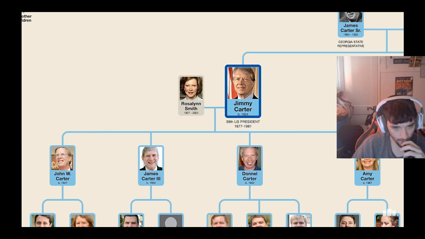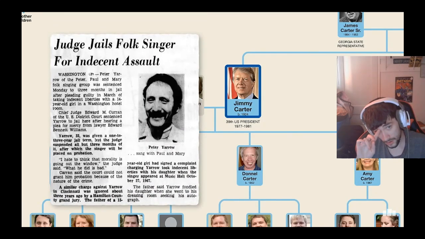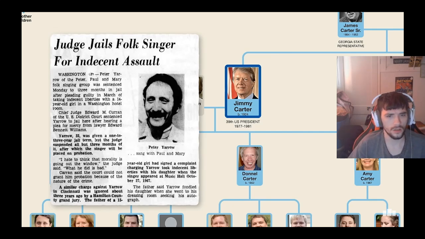On his final day in office, Jimmy Carter became the only president in U.S. history to pardon someone for sexually assaulting a child. That person was Peter Yarrow, from the folk trio Peter, Paul, and Mary. Yarrow has openly admitted that he molested a 14-year-old girl, a crime for which he was convicted.